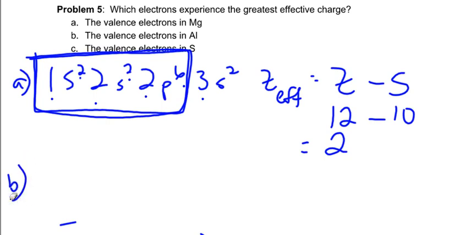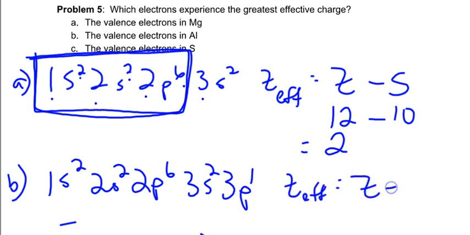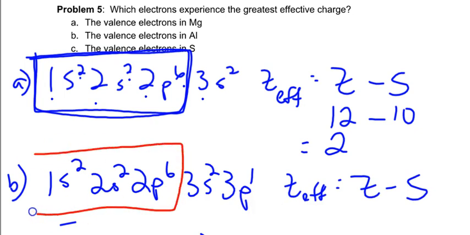Let's try aluminum. Well, what's the electron configuration for aluminum? 1s2, 2s2, 2p6, 3s2, 3p1. Hopefully you remember how to do that. Okay, now what? So Z effective is equal to the number of protons minus the inner electrons. Where are my inner electrons for aluminum? It's the same set of inner electrons.